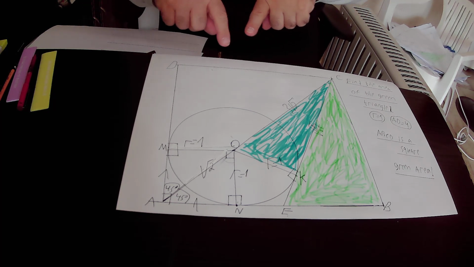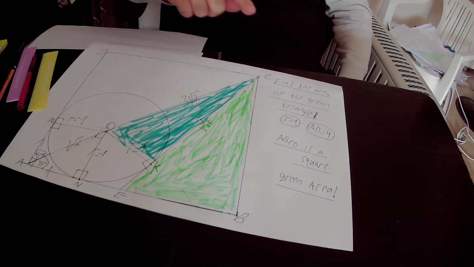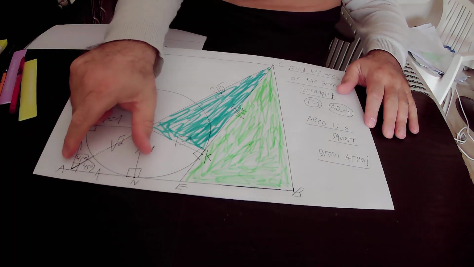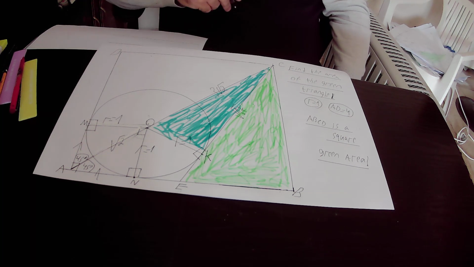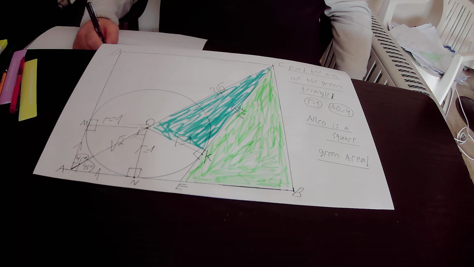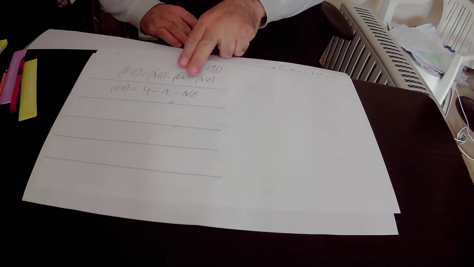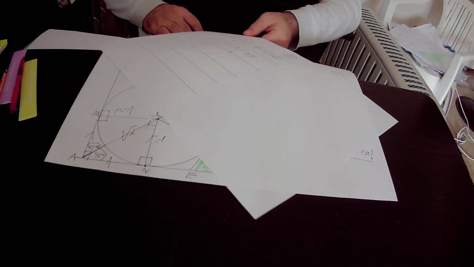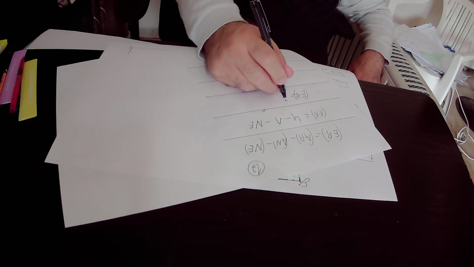AB equals 4 units because it is one side of square ABCD and all sides of square ABCD are equal to 4 units. So AB equals 4 units minus AN. We have already found out that AN equals 1 unit. Minus NE. So in conclusion, we found that EB equals 4 minus 1 minus NE. 4 minus 1 is 3, so EB equals 3 minus NE.